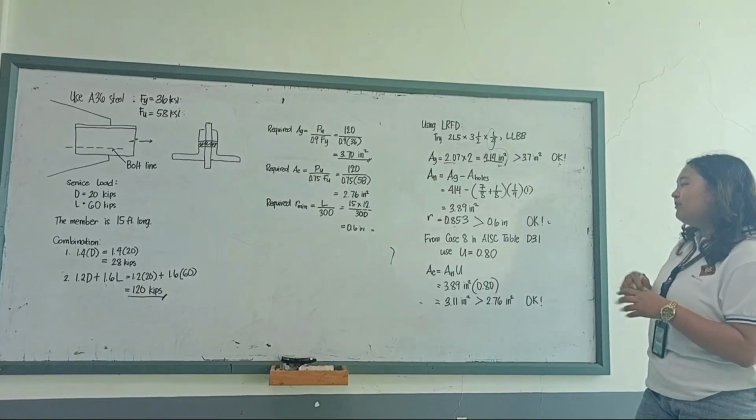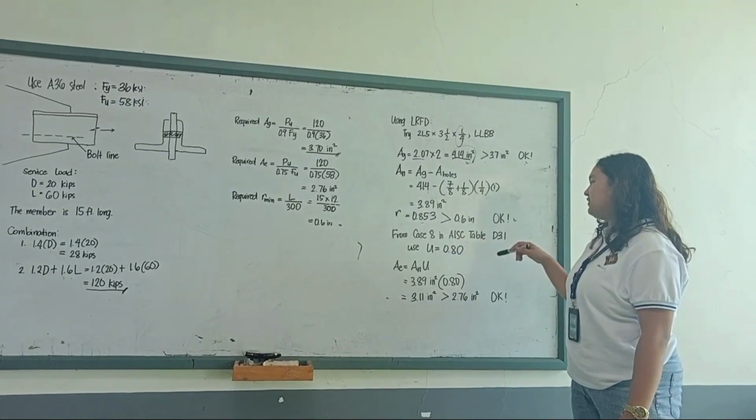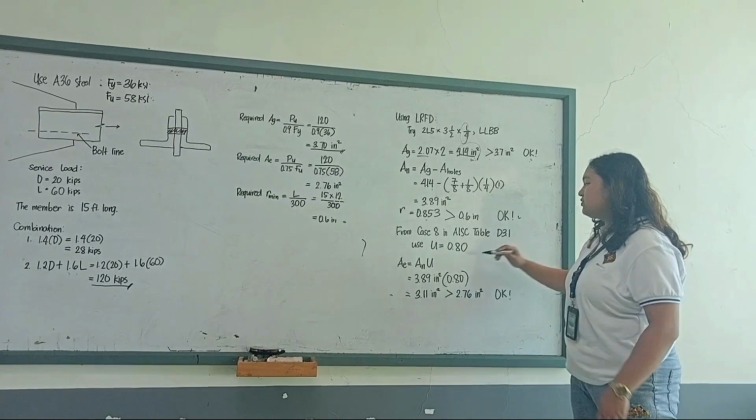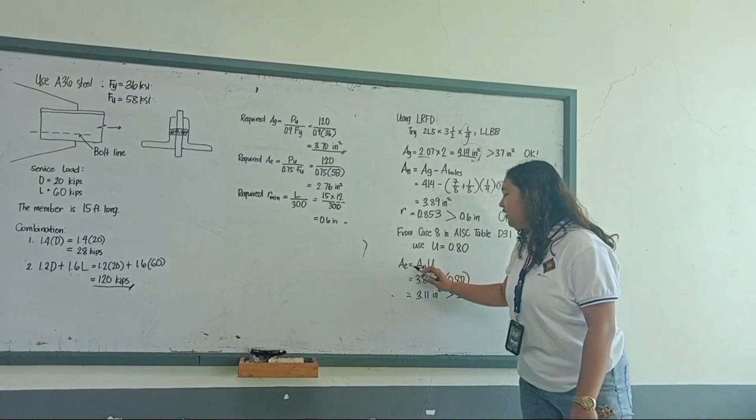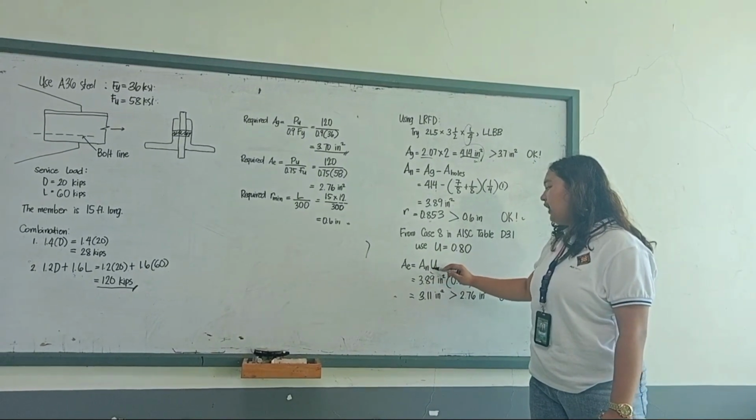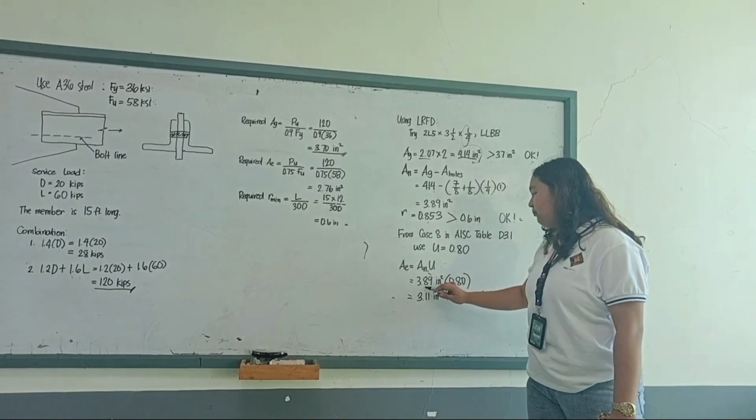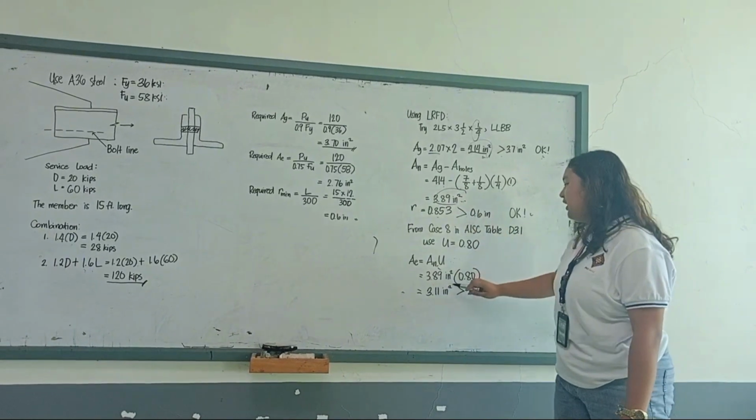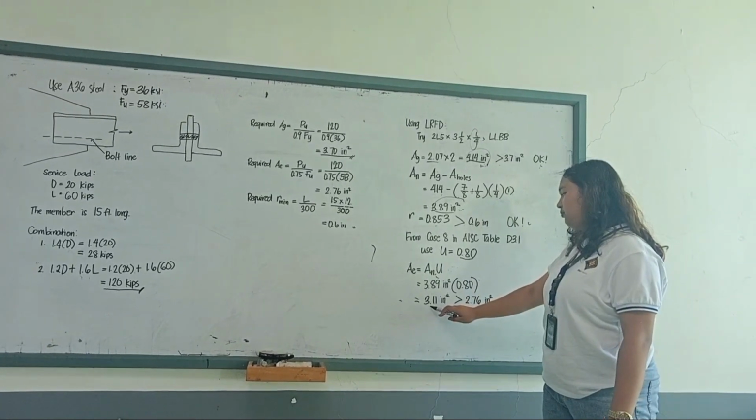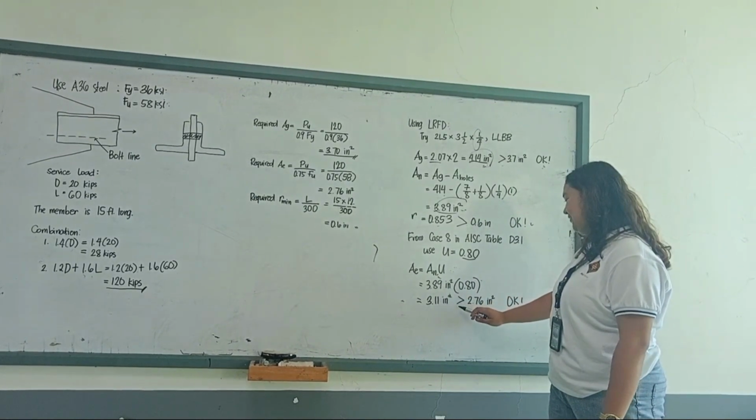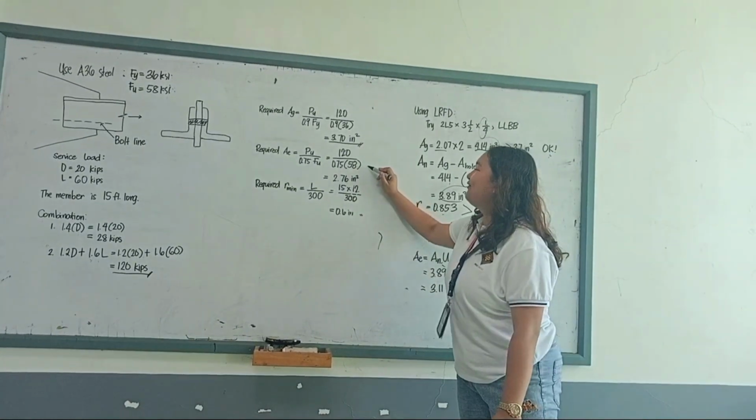Next, from case 8, since our problem belongs to case 8, in AISC table B3.1, let us use our shear lag factor of 0.80. To get the effective area, the formula is AN, our net area, times our shear lag factor of 0.80. So 3.89, which we got earlier as AN, times 0.80 gives an answer of 3.11 square inch, which is greater than the 2.76 square inch effective area we solved.